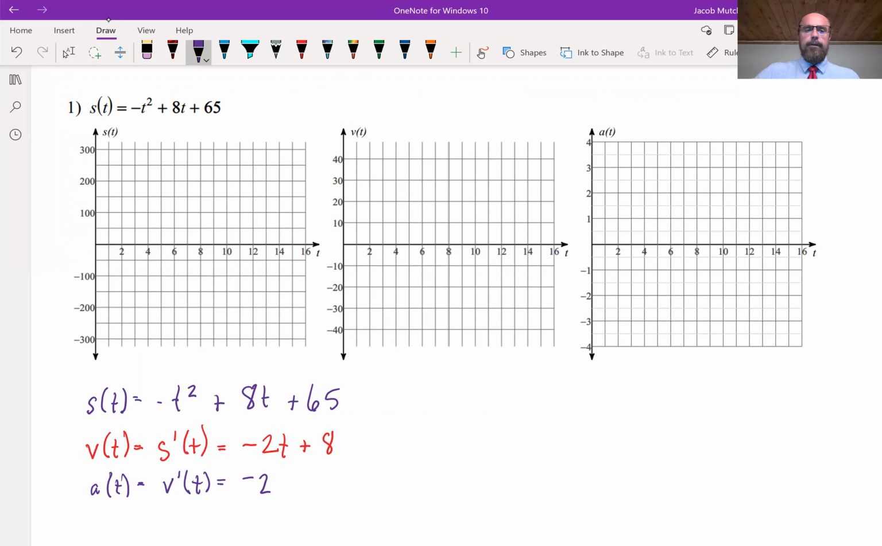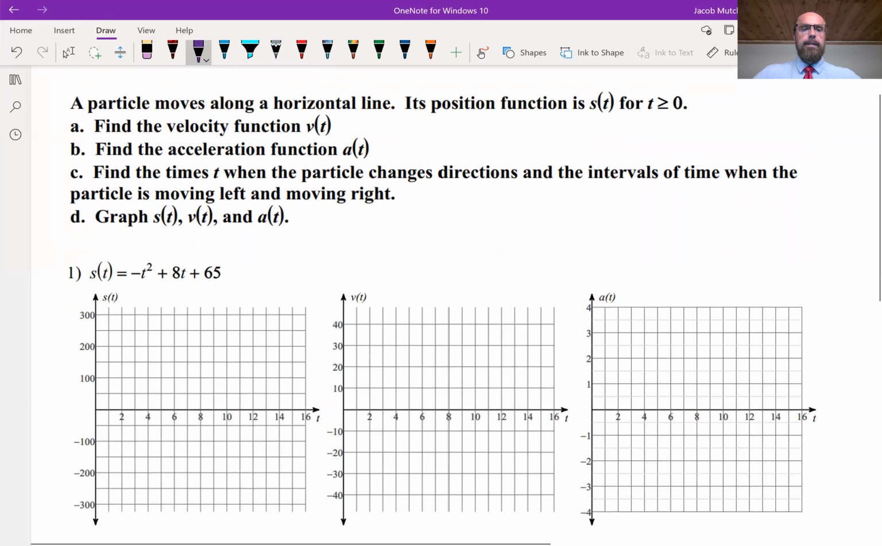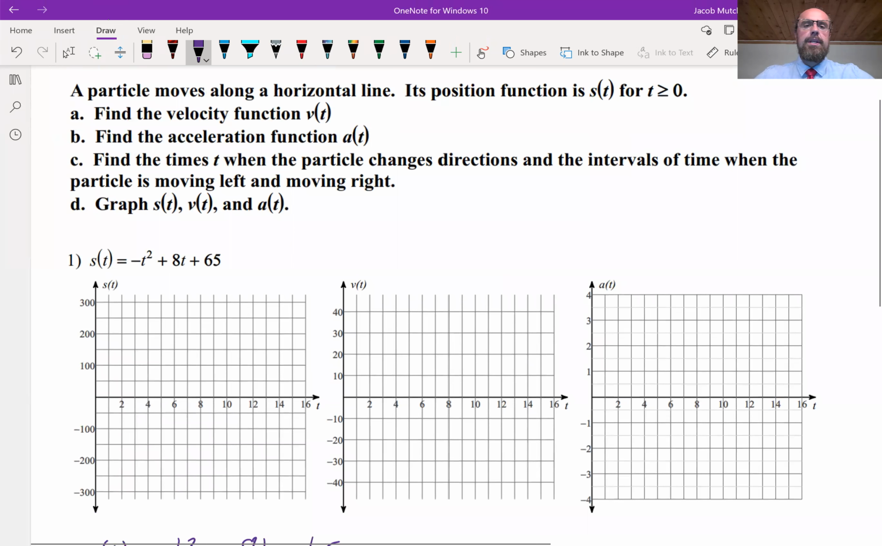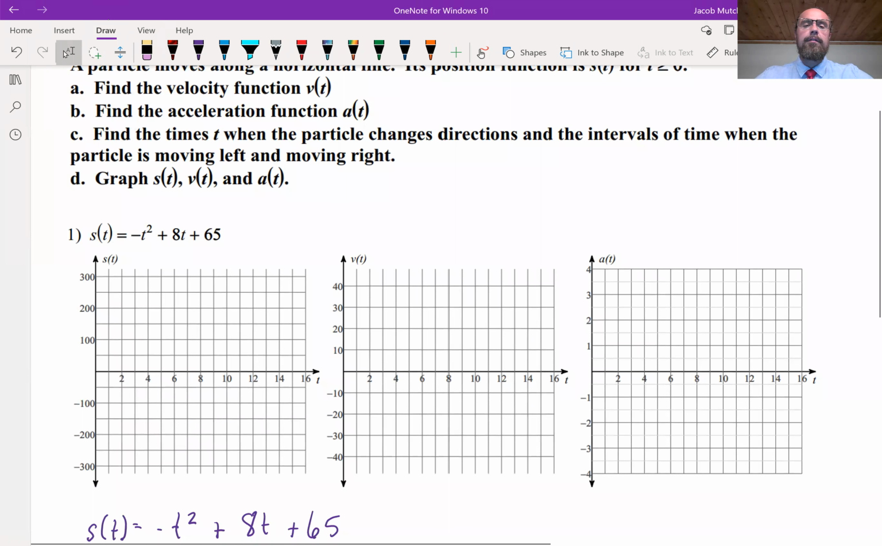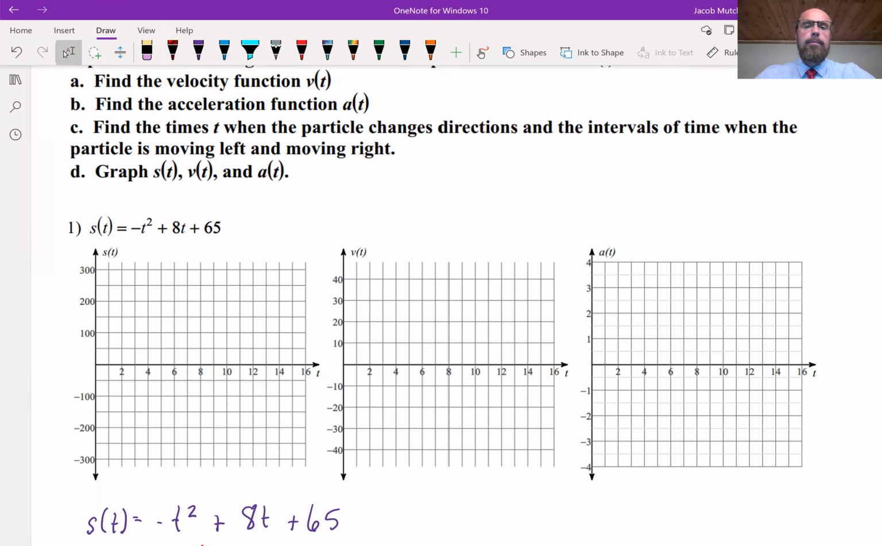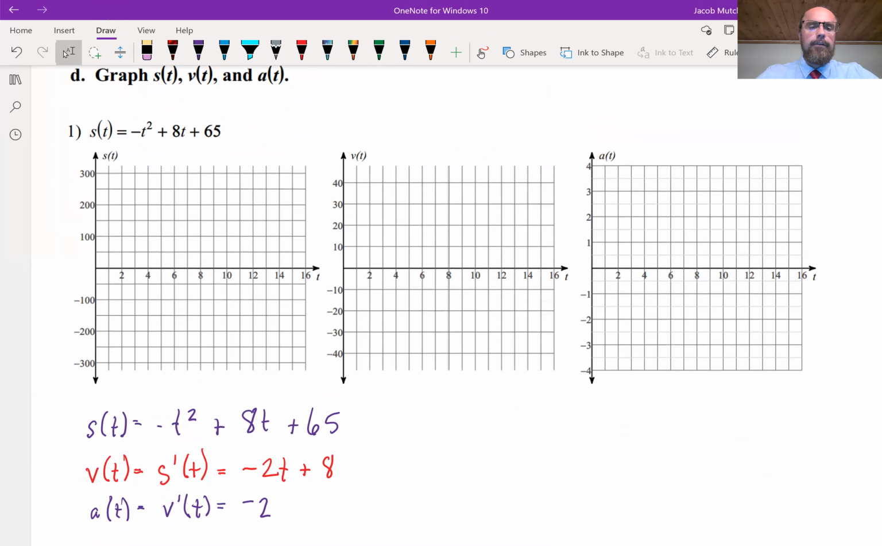So once I've found those functions, that's parts A and B, I want to find the times t when the particle changes directions and the intervals of time when the particle is moving left and moving right. So probably to help us, we ought to actually move to part D first so that we can see the graphs of these three functions, the position, velocity, and acceleration. So let's graph our functions first, and then we can answer these questions about change of direction and also moving left or moving right.